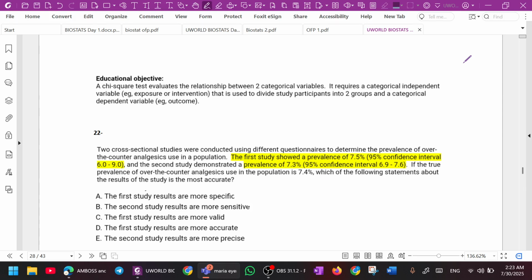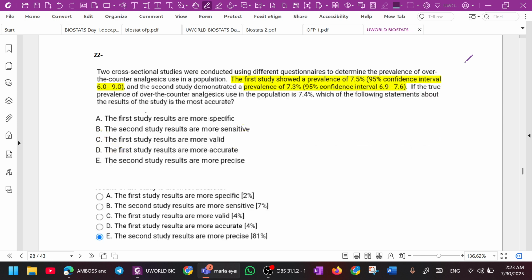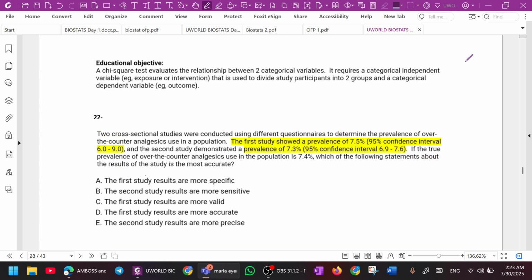Is the answer E? In the second study, results are more precise. I have no idea on this one, but you think it's E. Yes. Okay, let's check. You are right. Can you explain to me why?